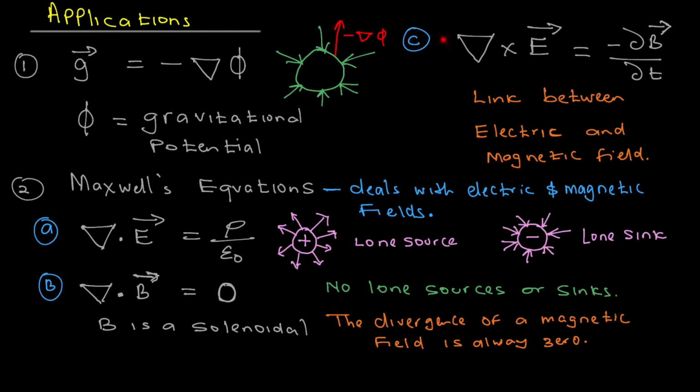Another Maxwell equation is when you take the cross product, the del cross the electric field, you get minus the change in magnetic field over time. So this one shows a link between the electric and magnetic fields.